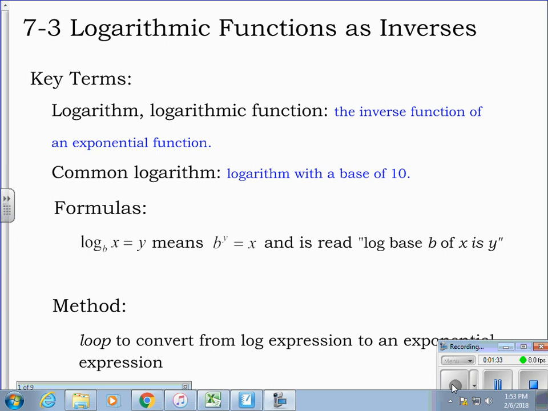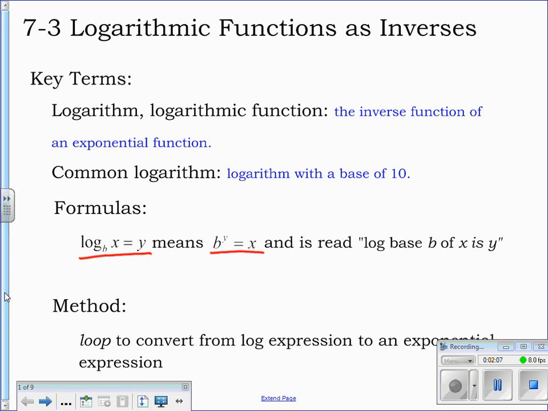Okay. So logarithmic functions, the inverse of an exponential function. Common logarithm is a logarithm base 10. And we'll talk about bases in a minute when I start putting examples up. You'll understand when I'm talking about bases. But here's the key concept. A logarithm and an exponential are inverses of each other. One can be rewritten as the other. And that's what we're going to be doing a lot of today.